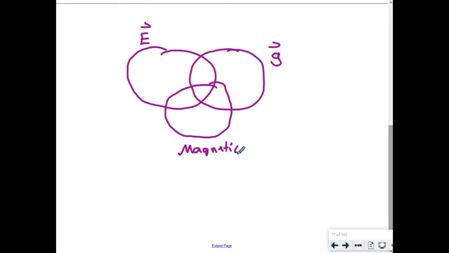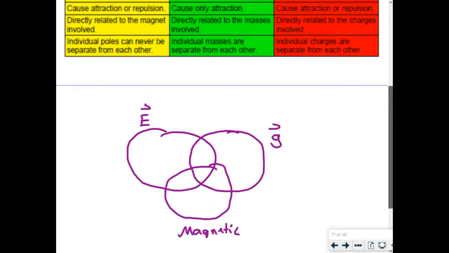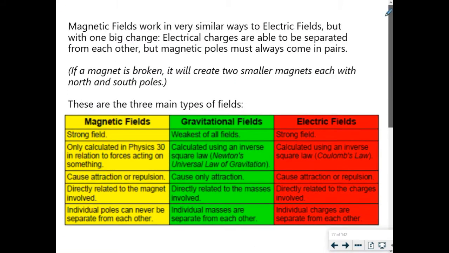And they were asking students to try to figure out what do electric and gravitational fields have in common, but not with magnetic, or what do all three have in common. So I really want to make sure you guys know the theory behind this, so I'll just read through some of the stuff on here. First one is that magnetic fields are very similar, but here's the big change. You can separate charges. It is possible to separate a positive from a negative. It is impossible to separate a north and a south pole on the same magnet.